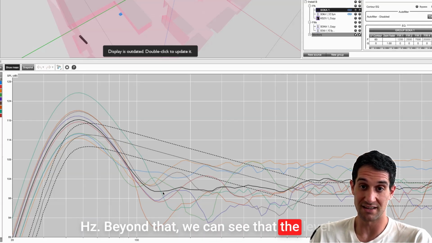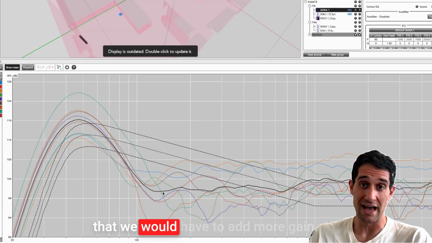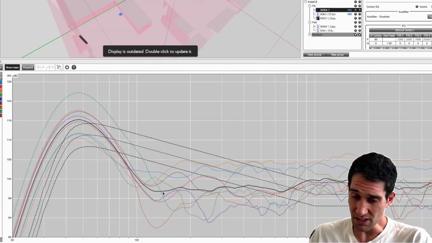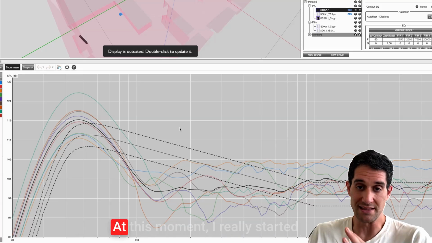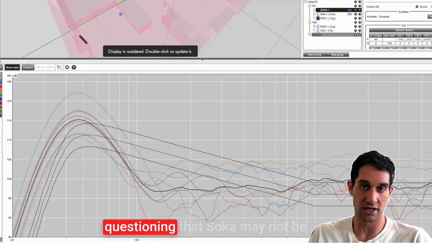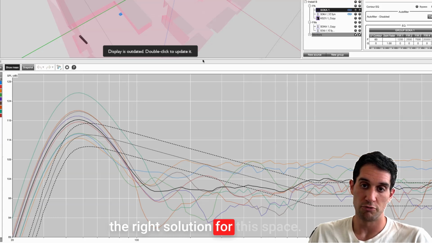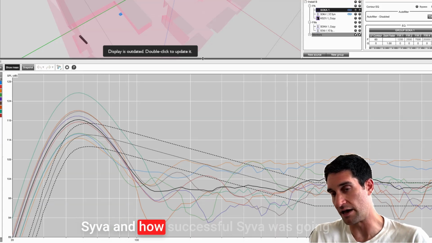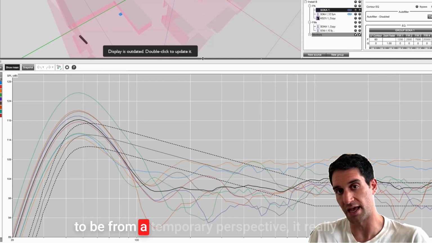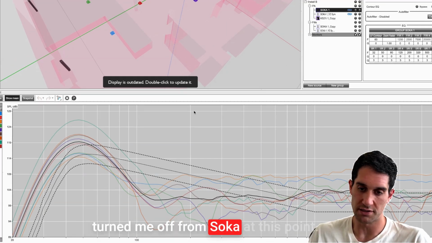Beyond that, we can see that the level has gotten more dramatic, which means that we would have to add more gain to the signal or to the output of the amp, which really, it's not something I want to do. At this moment, I really started questioning that Soka may not be the right solution for this space, despite having so much in common with Syva and how successful Syva was going to be from a temporary perspective. It really turned me off from Soka at this point.